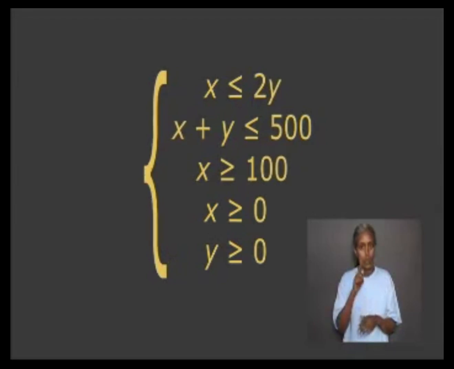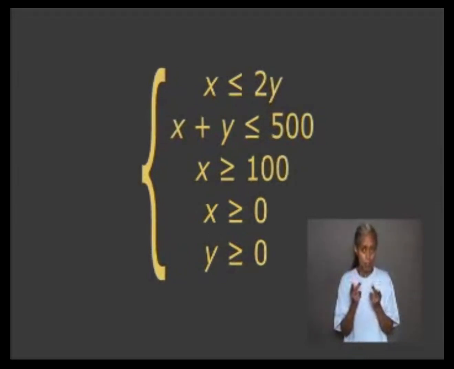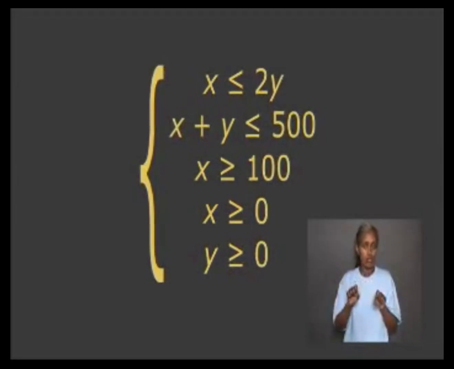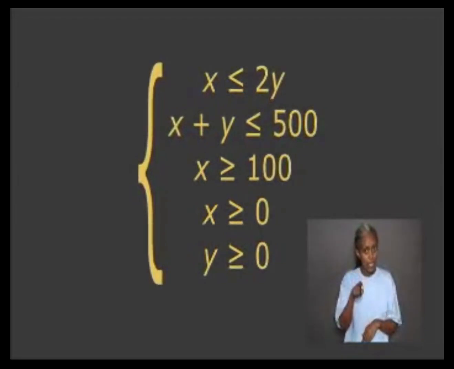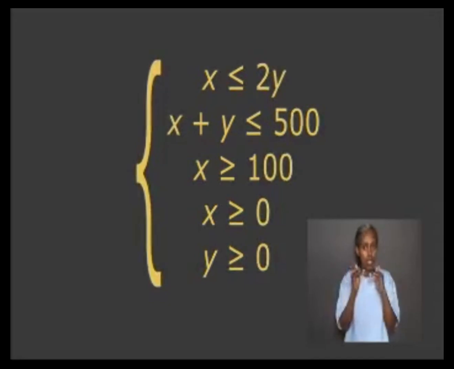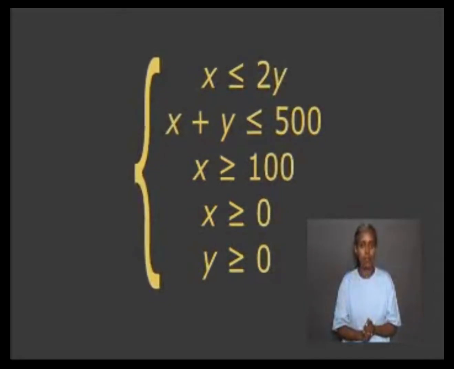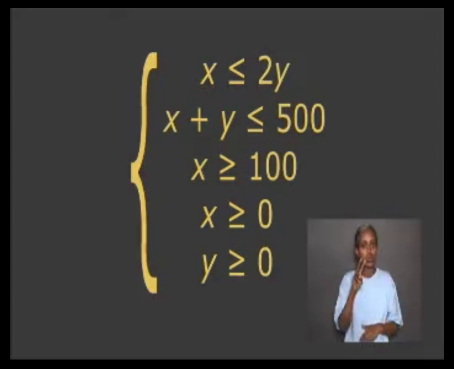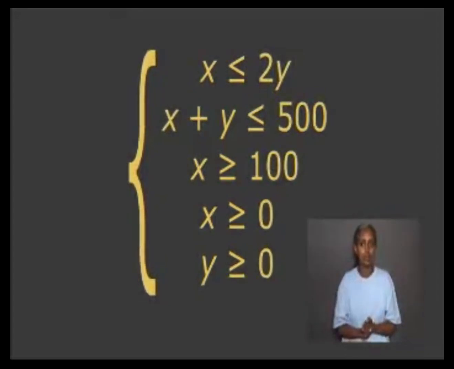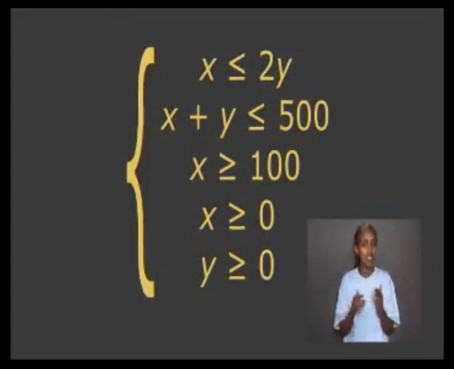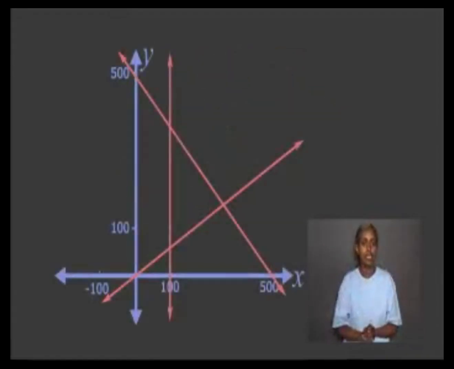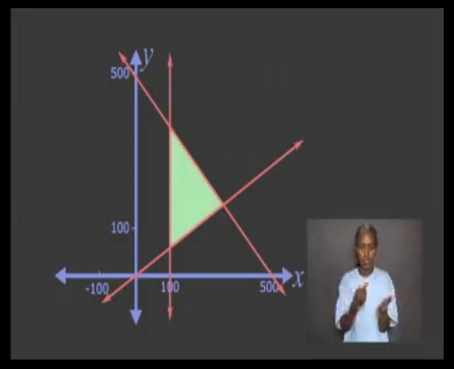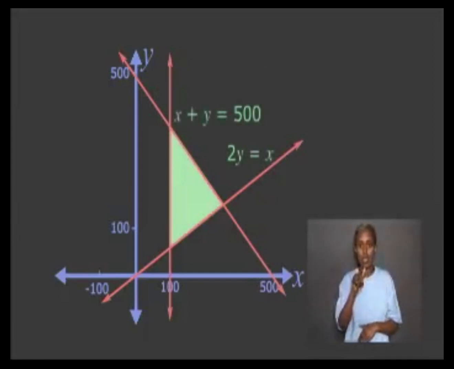The dealer wants at least 100 pairs of high-grade shoes per day. So x ≥ 100. Also, x ≤ 2y. Let us graph each of these inequalities. The shaded area we see here represents all possible pairs of x and y that satisfy these conditions.